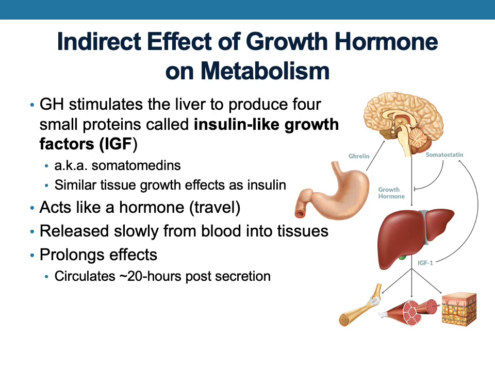Indirect effect of growth hormone on metabolism. Growth hormone stimulates the liver to produce 4 small proteins called insulin-like growth factors, also known as somatomedins. This IGF protein has similar tissue growth effects as insulin. This protein acts like a hormone in that it travels in the bloodstream. And unlike growth hormone, it is released slowly from the blood into target tissues. This slow release prolongs the effects of this insulin-like growth factor. It circulates for about 20 hours after secretion compared to growth hormone that only circulates about 20 minutes after secretion.